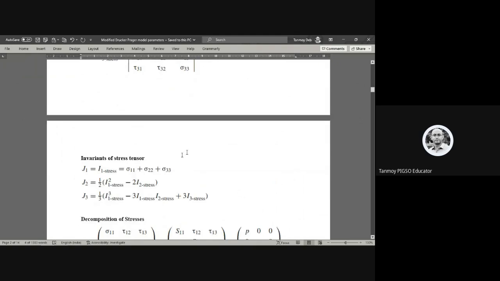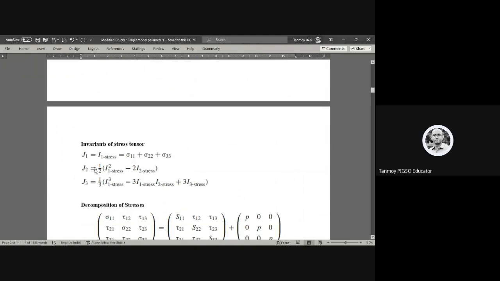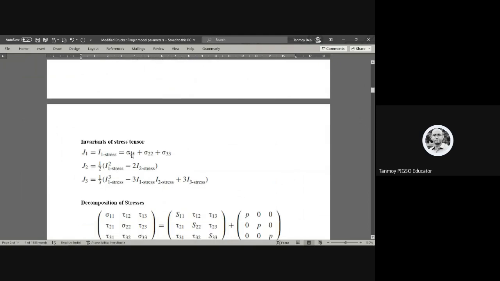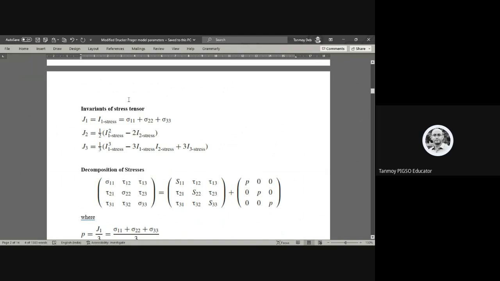Now, likewise, for the tensor, there are some more invariants. So J1 is like I1. It is sigma 1 plus sigma 2 plus sigma 3. So these are the basic invariants that we have already studied in continuum mechanics.